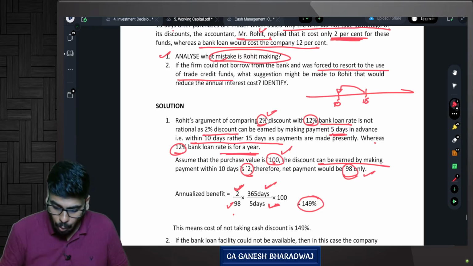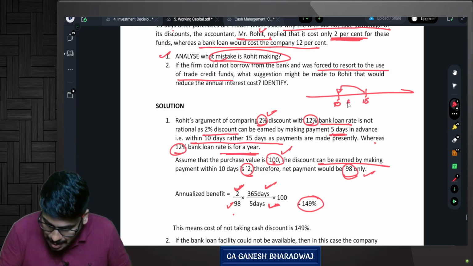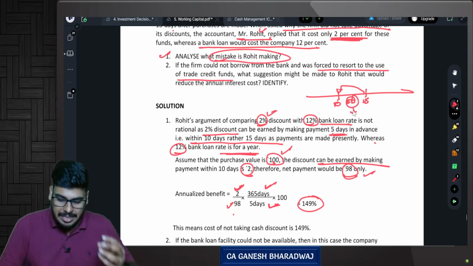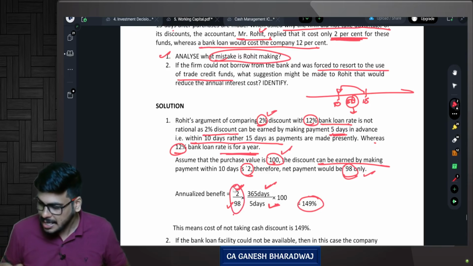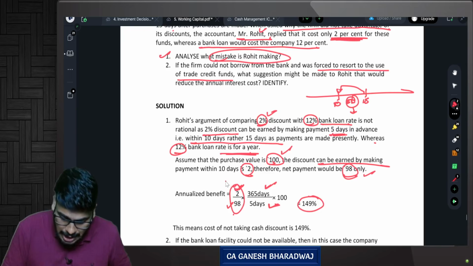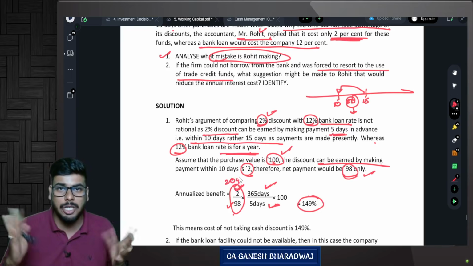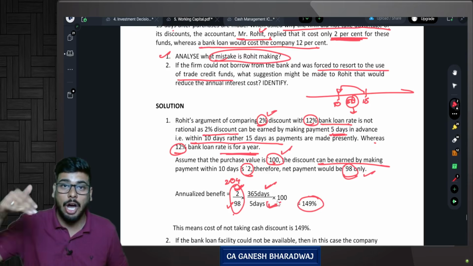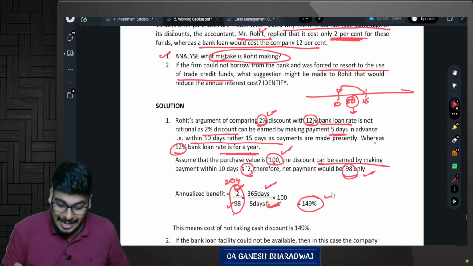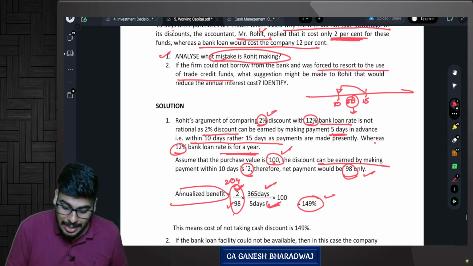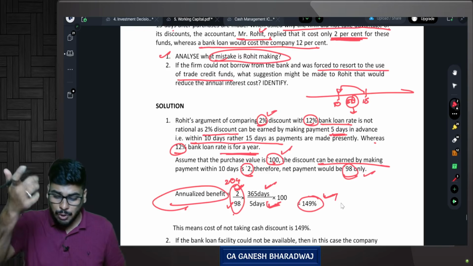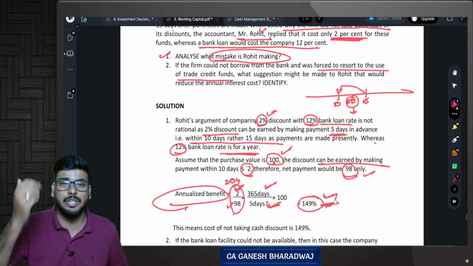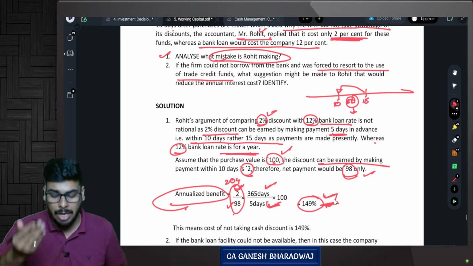But what is happening here? Because I am making this payment 5 days early, this is actually the savings made, the percentage 2 upon 98. If you see this, it is going to be 2.04 percentage. You technically save 2.04 percentage for 5 days. So how much do you save for an entire year? Technically, the annualized benefit of taking the discount is 149 percentage. You should compare this 149 percentage with 12 percentage. Now you see which is better.